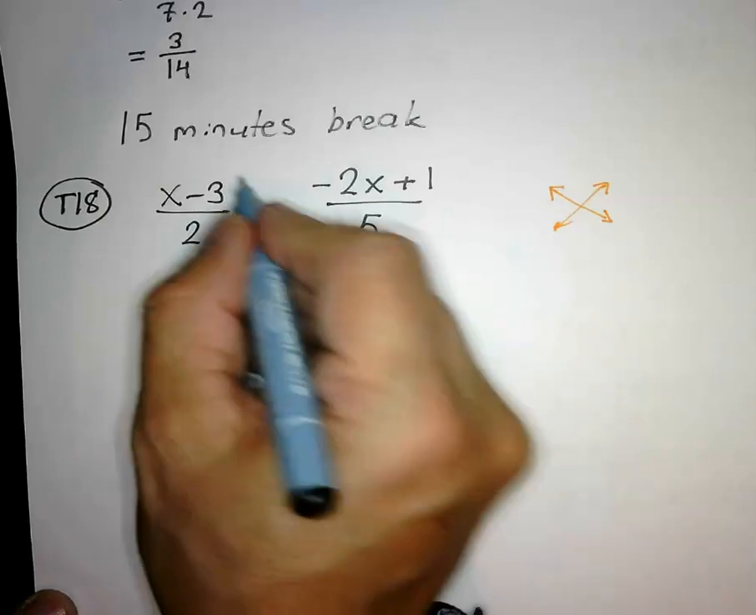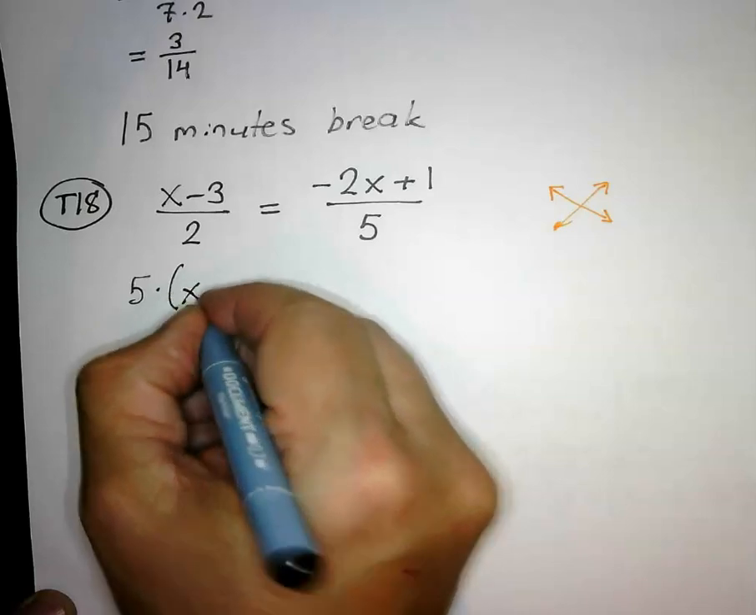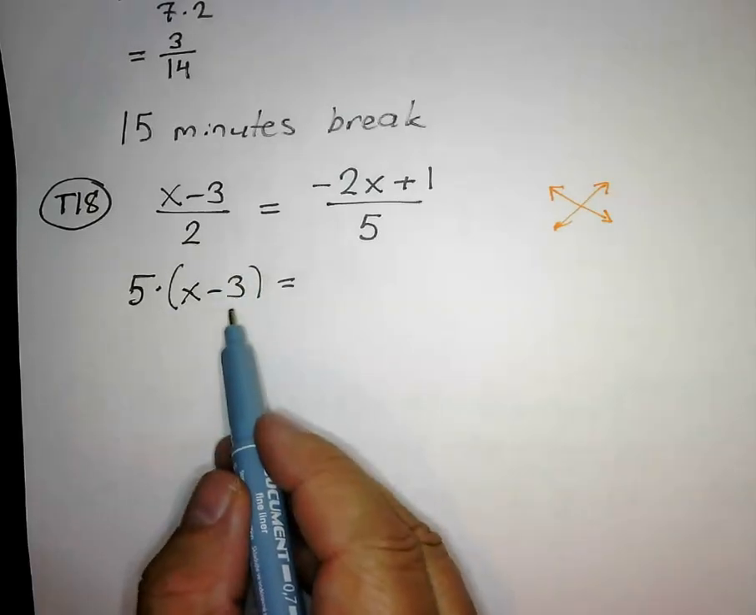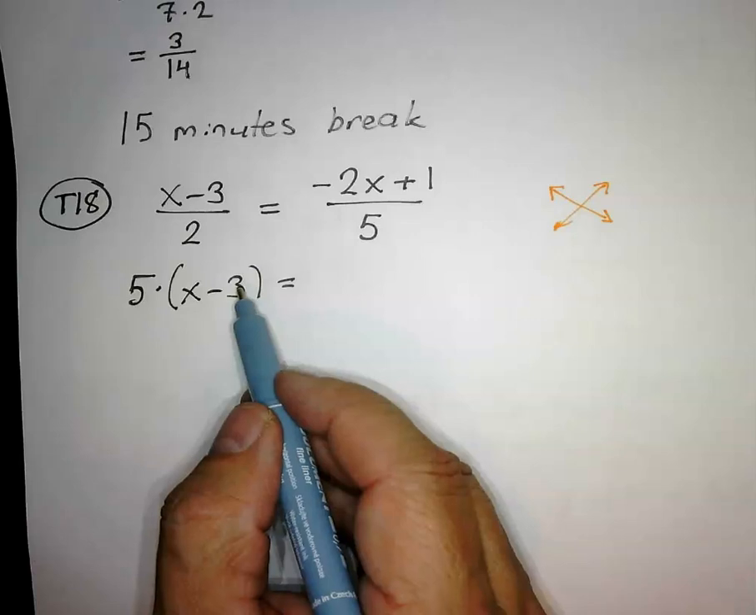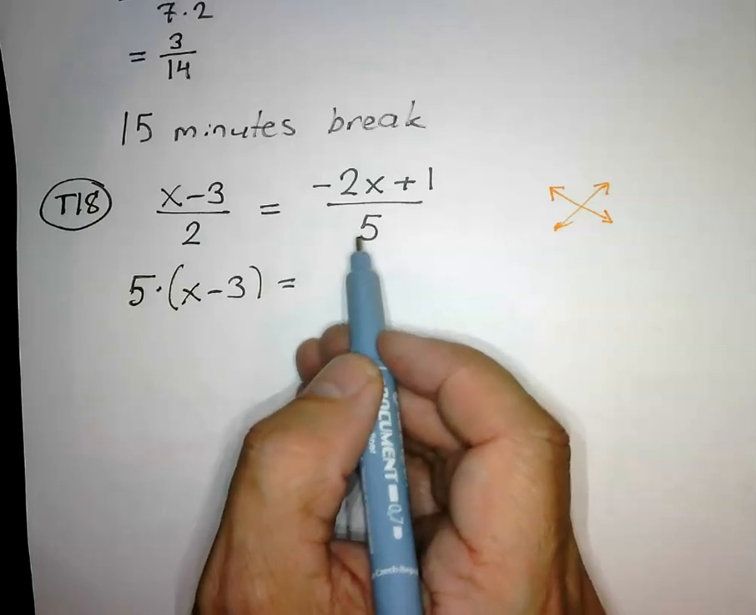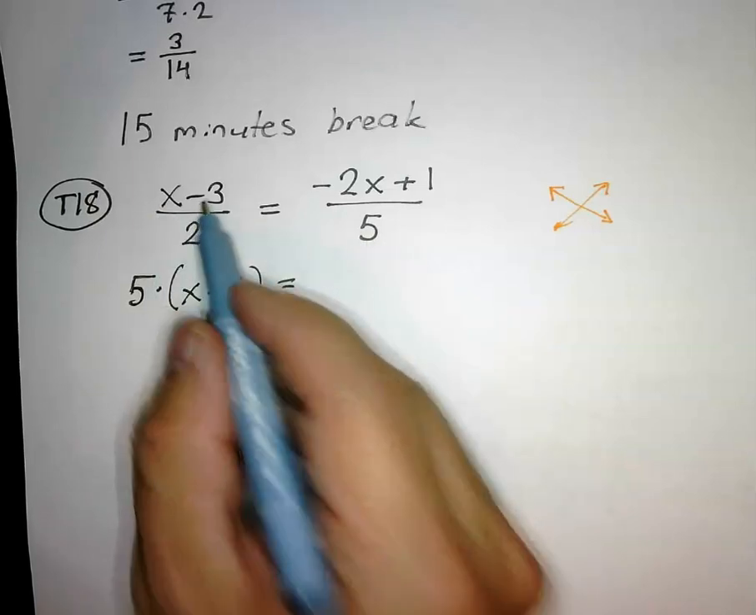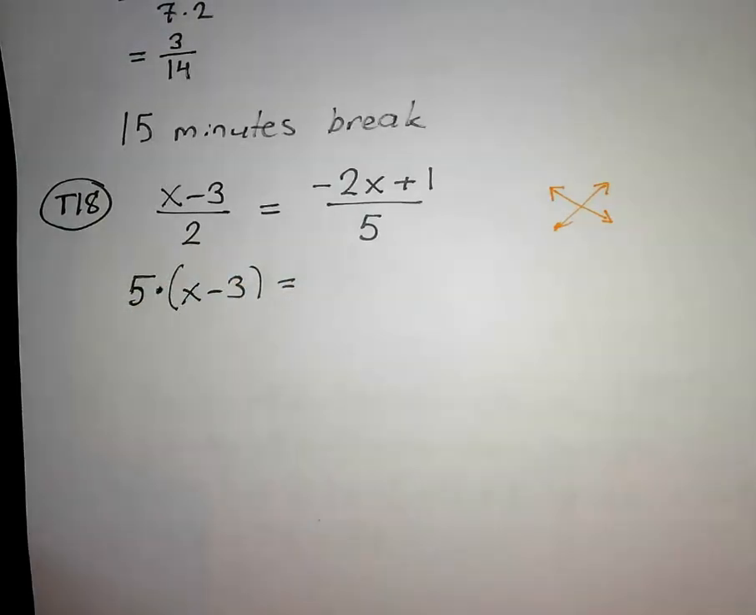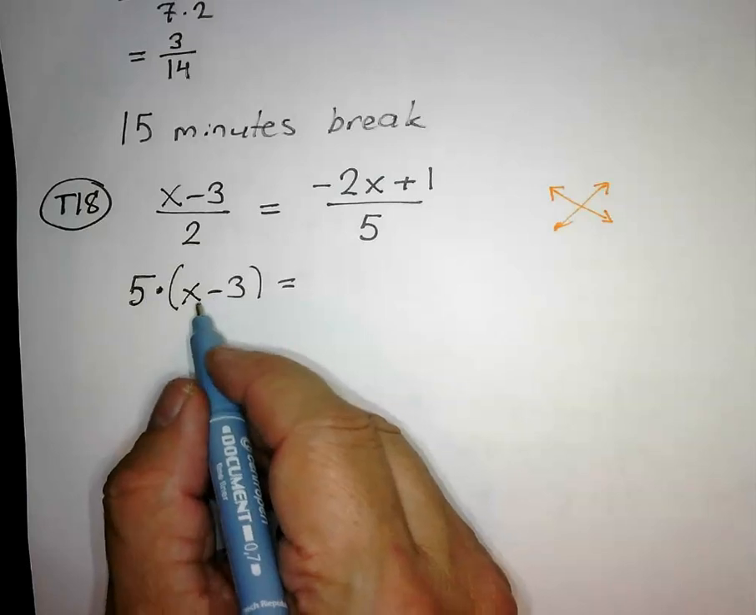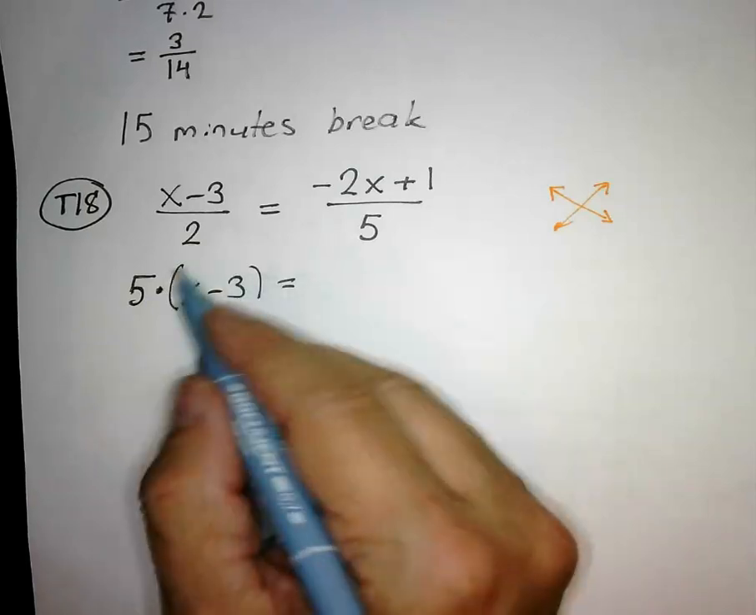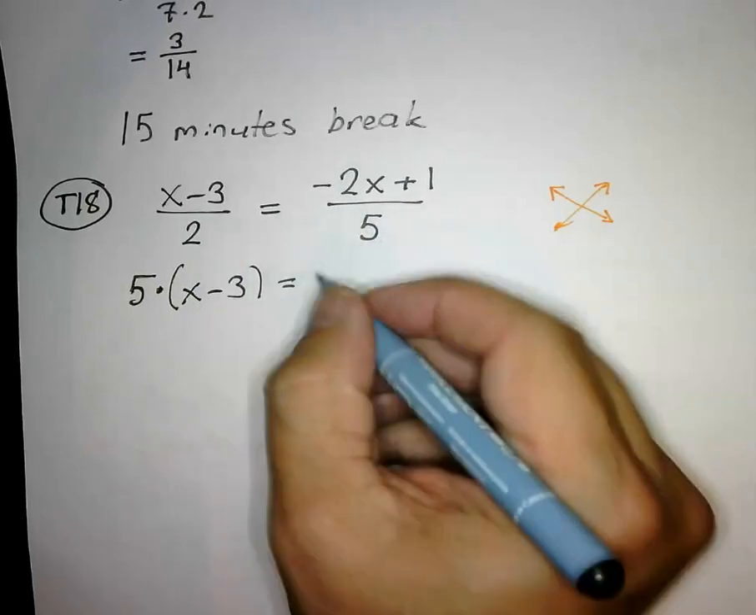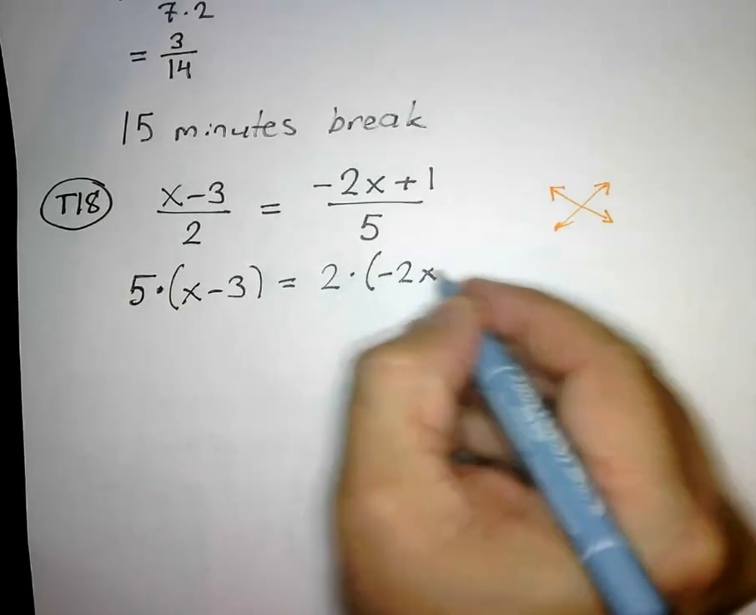If you multiply 5 with this, you write this left hand side like this: 5 times x minus 3. You have to use these parentheses, or then you have to multiply immediately 5 times x and 5 times minus 3. But if you want to have these intermediate states, then you write this kind of expression with these parentheses. And the same applies to this other direction: 2 times this, 2 times minus 2x plus 1.